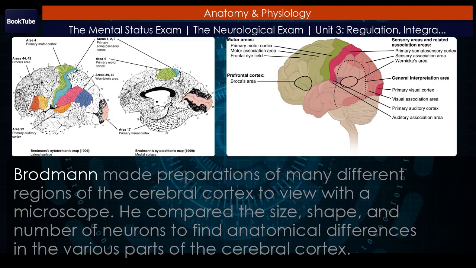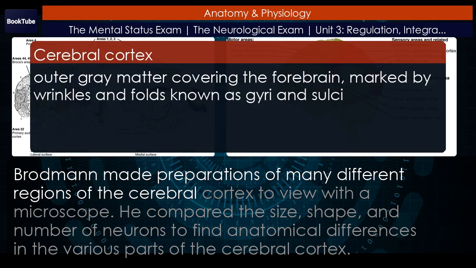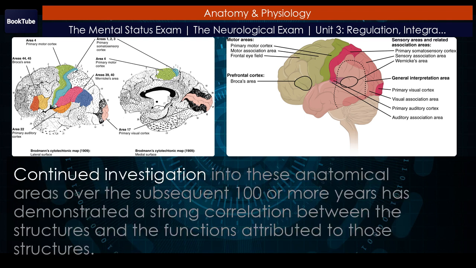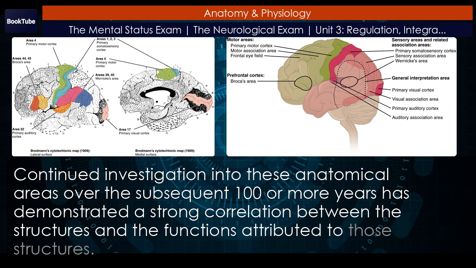Figure 1. Brodmann made preparations of many different regions of the cerebral cortex to view with a microscope. He compared the size, shape, and number of neurons to find anatomical differences in the various parts of the cerebral cortex. Continued investigation into these anatomical areas over the subsequent 100 or more years has demonstrated a strong correlation between the structures and the functions attributed to those structures.